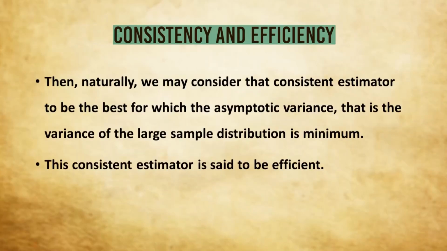But here we will not go solely on the variance criterion. First, we consider that consistent estimator to be the best for which the asymptotic variance, that is the large sample variance, is minimum. Asymptotic variance means large sample variance. Not only this, we consider those consistent estimators whose asymptotic distribution is normal. Such a consistent estimator is called an efficient estimator. So this is the idea of consistency and efficiency.